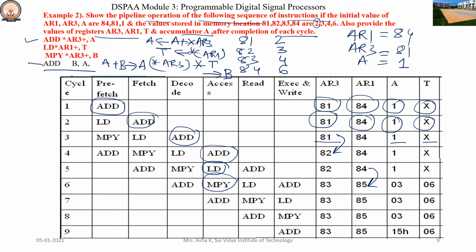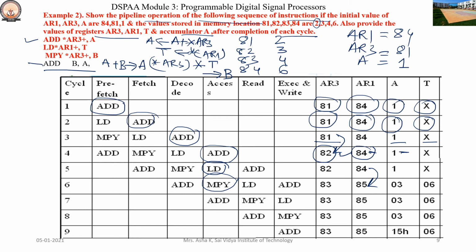When the add instruction comes to the access phase, what happens? The previous value of AR3 is incremented by 1. That is, AR3 plus is incremented, 81 plus 1, which becomes 82. And there is no modification to AR1, which is 84, hence it is as it is.